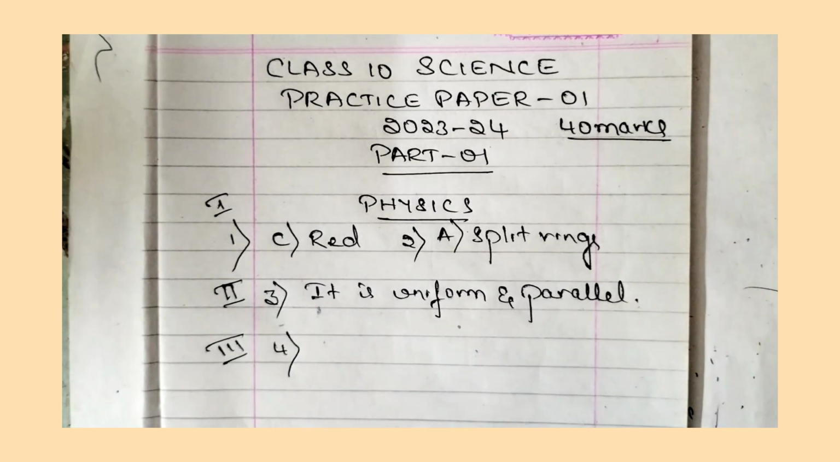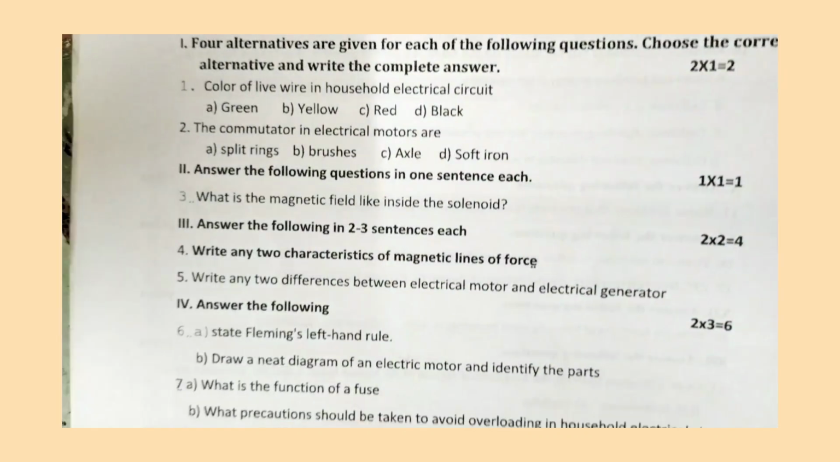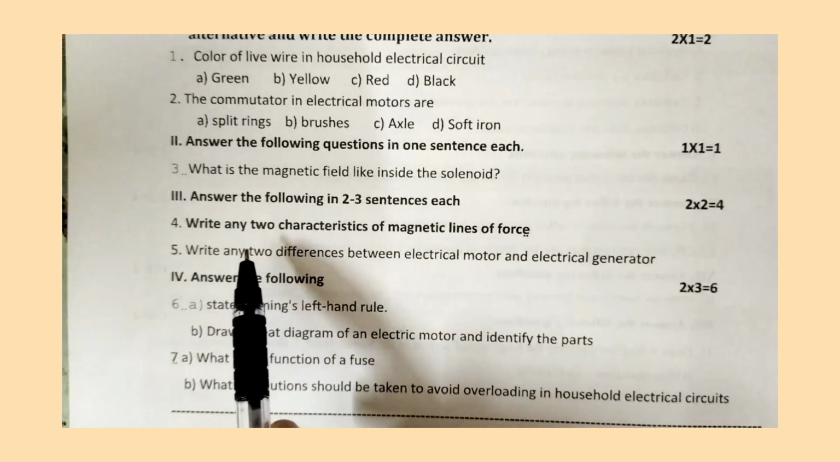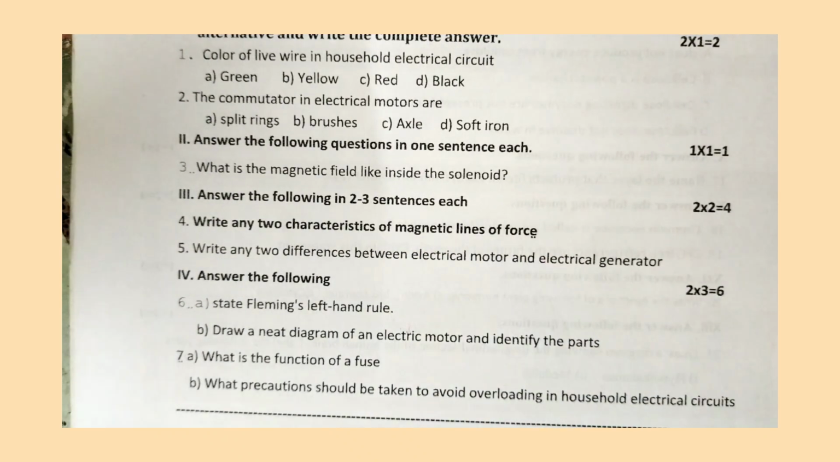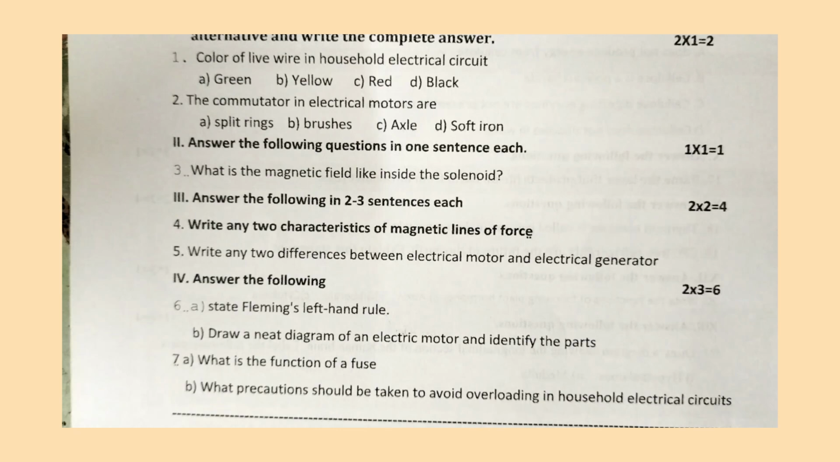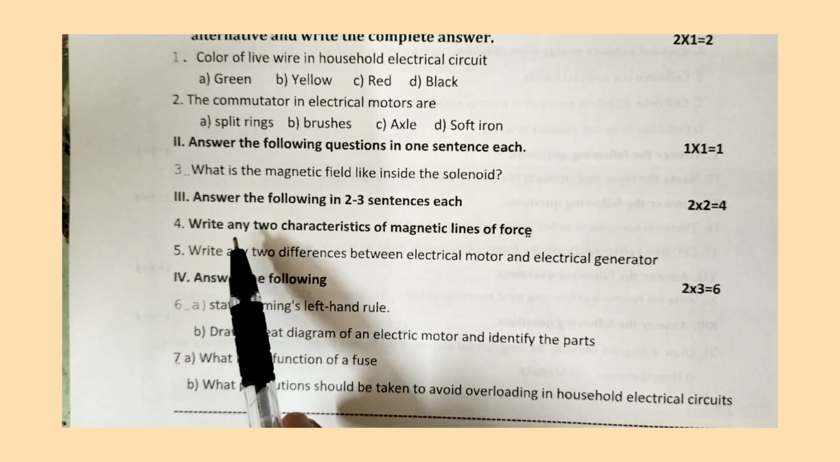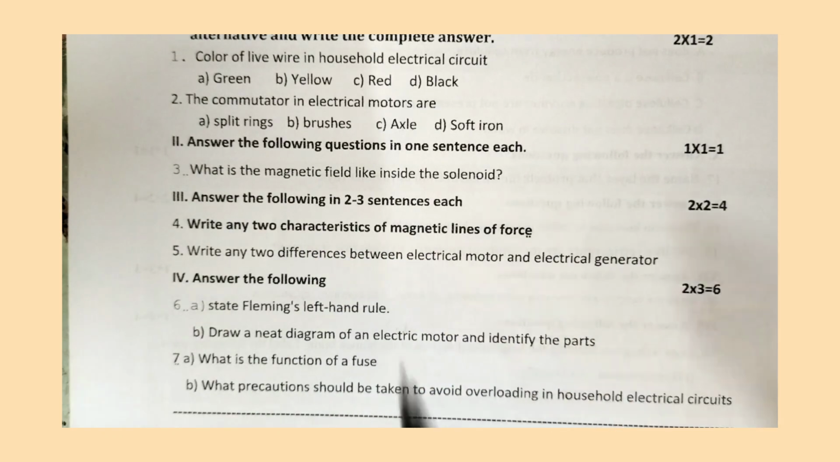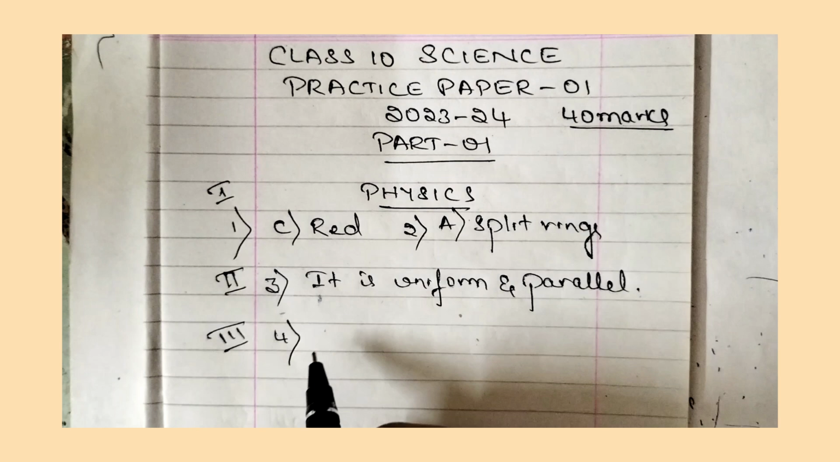Now let us move to the third mark section, that is the fourth question. Write any two characteristics of magnetic lines of force. Here two characteristics are asked. So now let us answer this.